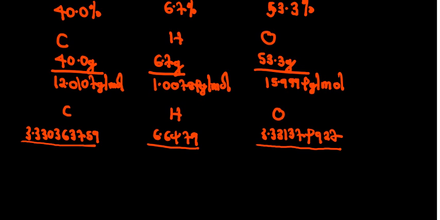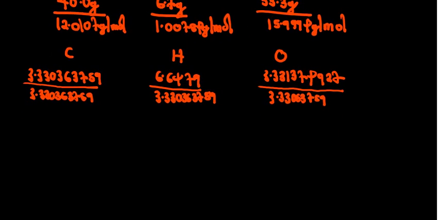So we can divide throughout. So 3.330363759 moles. And then we also divide by 3.330363759. And then also we can divide by 3.330363759. We're still moving on. And from here, we're still going to maintain the carbon, we're still maintaining the hydrogen, and we're still maintaining the oxygen.